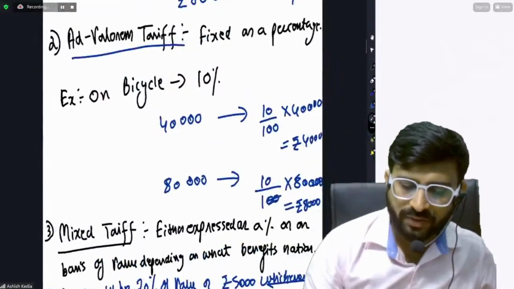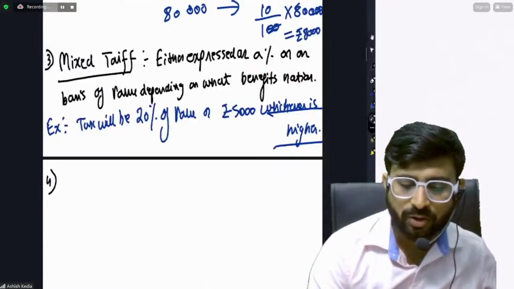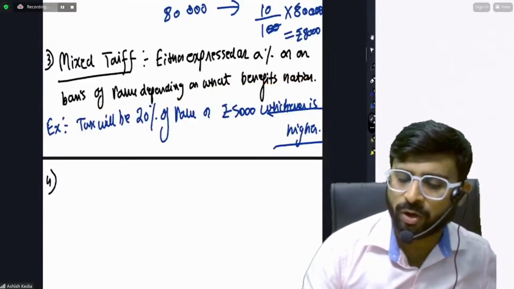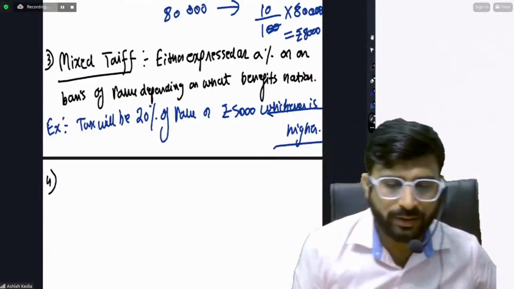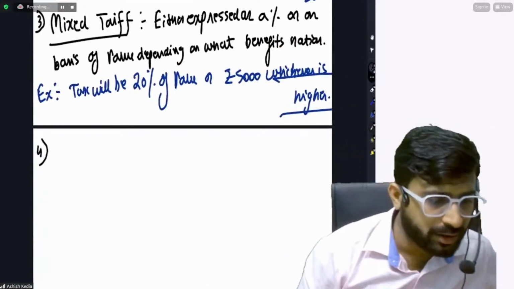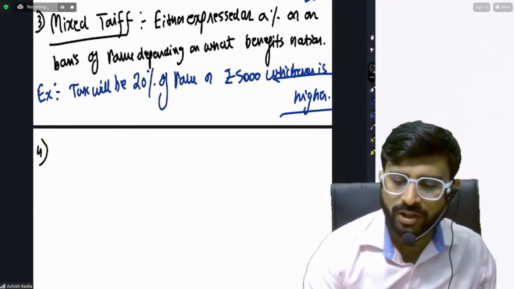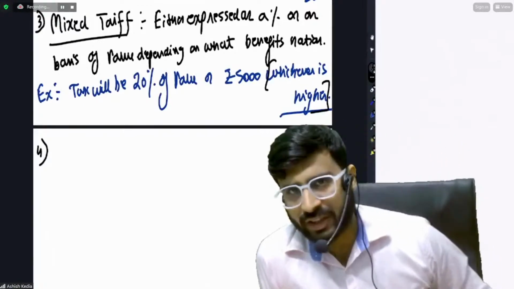So fixed as a percentage, for example on a bicycle 10%, or either expressed as a percentage or on basis of value, depending on what benefits the nation. Is that clear, everyone? Next is, so here whichever is higher is taken. Whichever is higher is taken, okay?